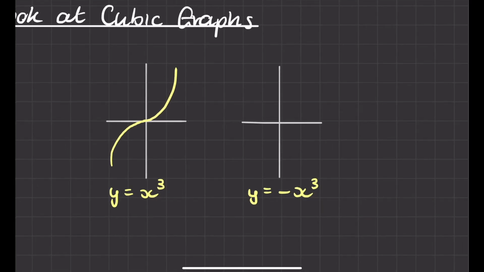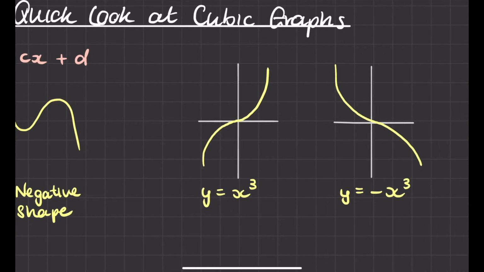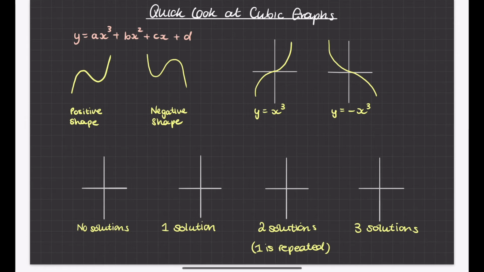Another one here, a negative x cubed would look like this. And again I've got a point of inflection. It's not quite the same exaggerated curve there, but you can still see it's quite similar, isn't it? Right, that is a quick look at cubic graphs and what they look like. You need to recognize these shapes.